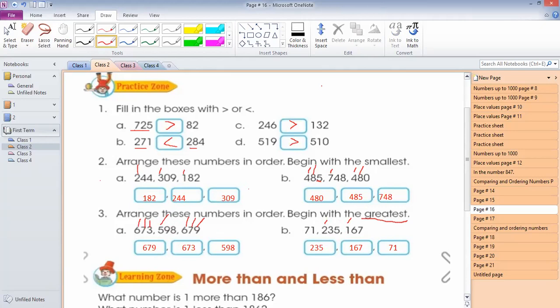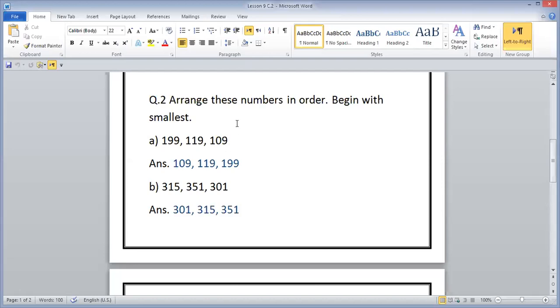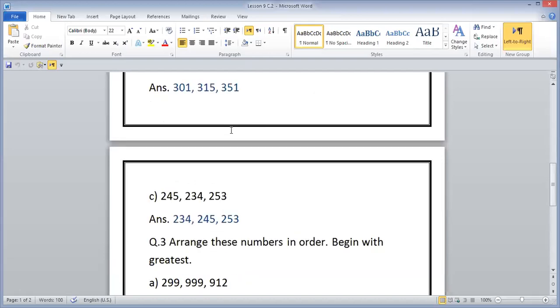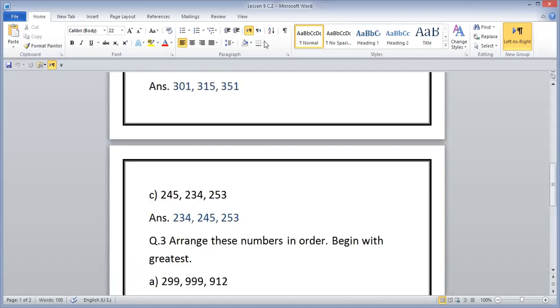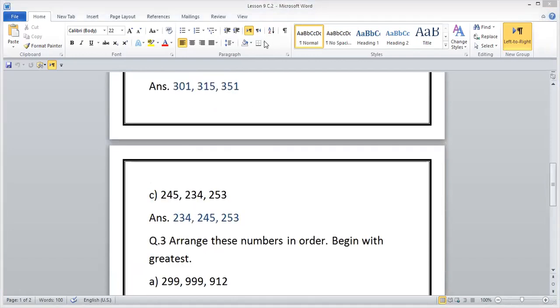And we have also finished that work in our notebook, guys. We have finished writing question number 1, question number 2, and question number 3. I hope you have finished it, where you have to arrange from the smallest to largest, largest to smallest. So guys, in this topic, everything is clear to you?